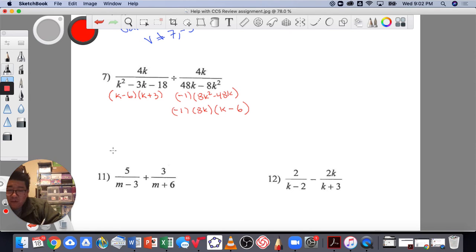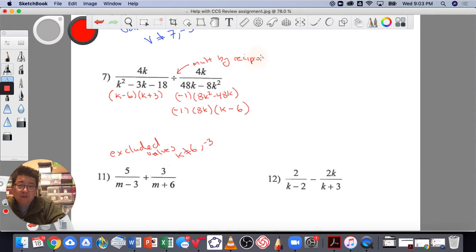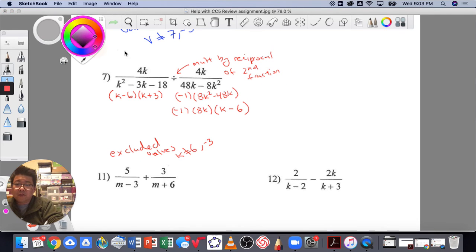All right, so over here, we're just going to write down our excluded values. Excluded values: k cannot be 6 and negative 3. We'll add more to that a little bit later. Okay, so if you guys recall, we are dividing, so we multiply by the reciprocal of the second fraction. Let's go ahead and do that.